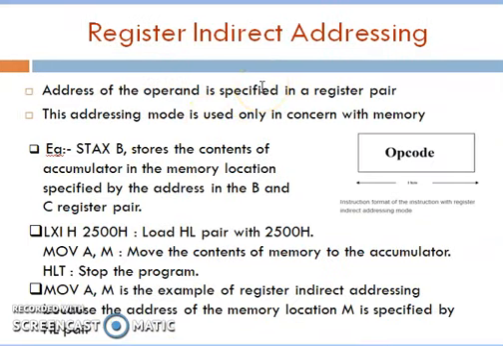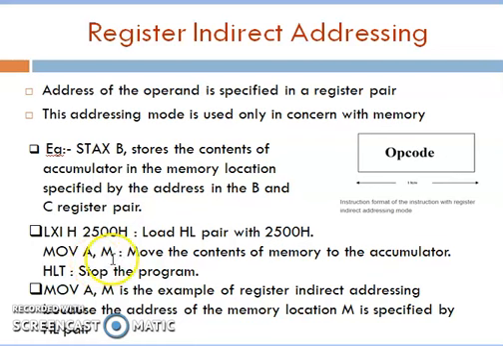Next category is register indirect addressing. Instead of specifying the address of the operand in the instruction itself, it is specified in a register pair, and that register pair is specified in the instruction. For example, STAX B stores the contents of the accumulator in the memory location specified in register pair BC.